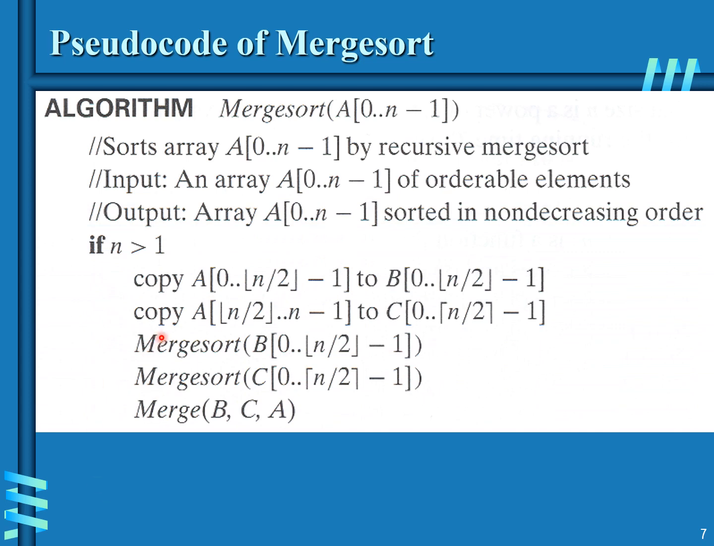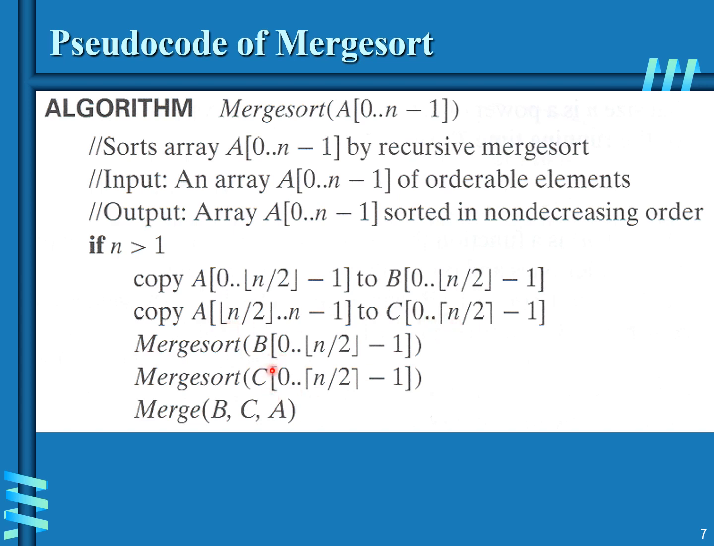So this is the pseudocode of merge sort. It will take the input array of 0 to n minus 1. If n is greater than 1, you have to divide this input array into two halves of equal size until it has only one element. So first you divide the input array A, 0 to n/2 minus 1: the first half of the input array is moved to B. Then the remaining second half of the input array is moved to C.